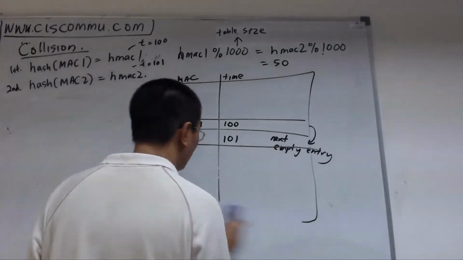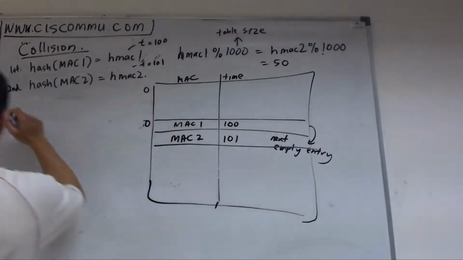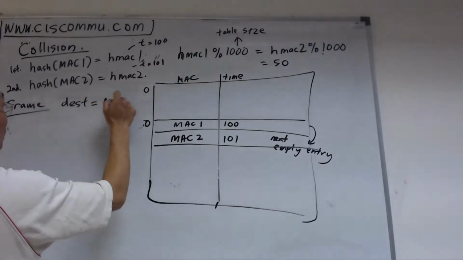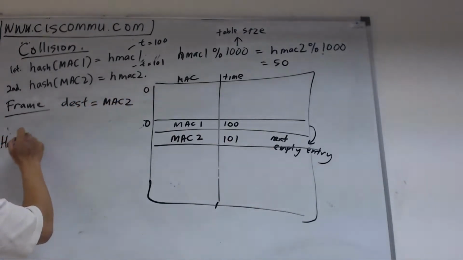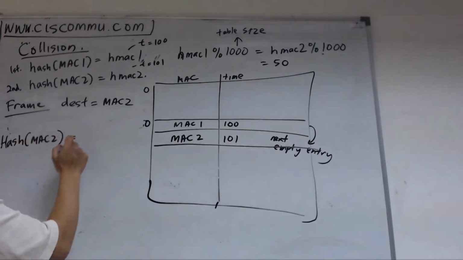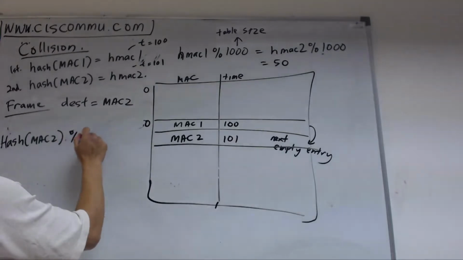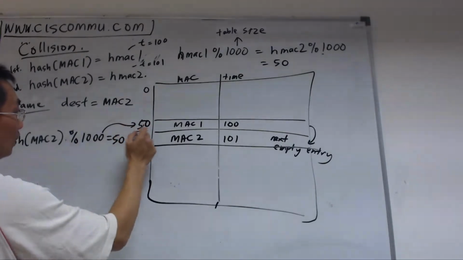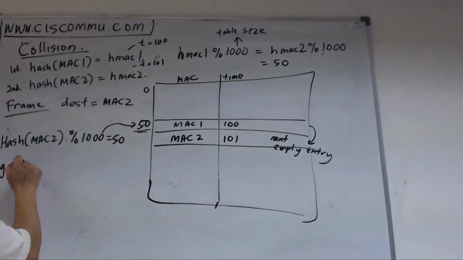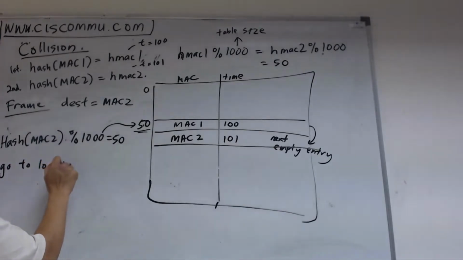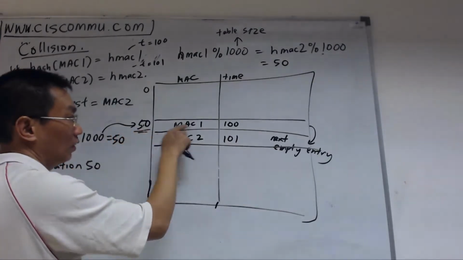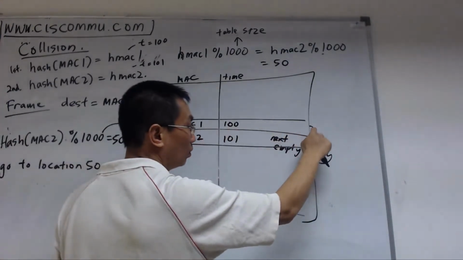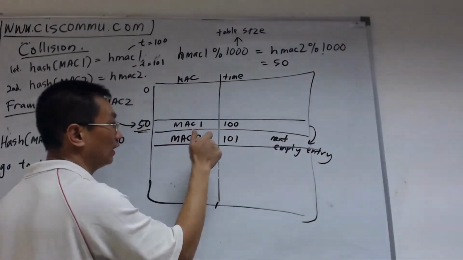Okay, let's say you now have a packet, you have a frame where the destination is equal to MAC2. So you're going to hash the MAC2, and later you're going to modulus 1000. You're going to get 50, which is here. Alright, 50. So then you go to location 50, which is here, and you see MAC1. It does not match with your MAC address MAC2. So then, never mind, you go to the next entry, you see MAC2 is here.